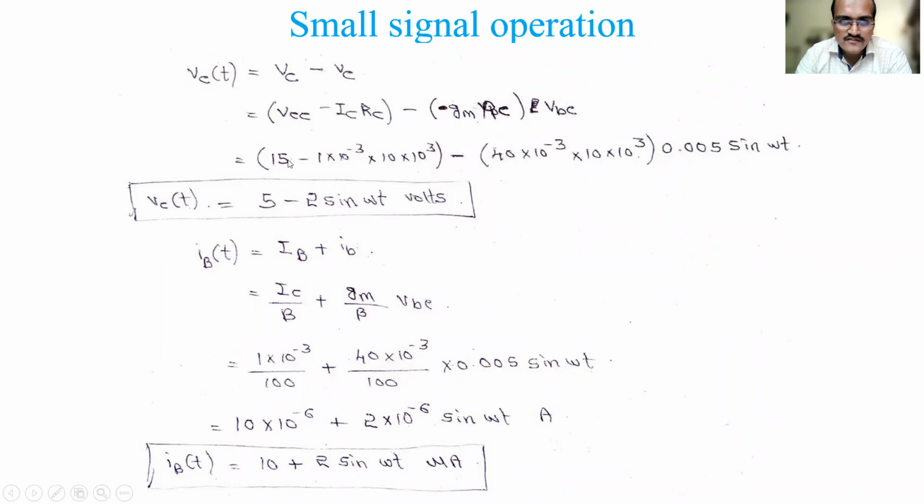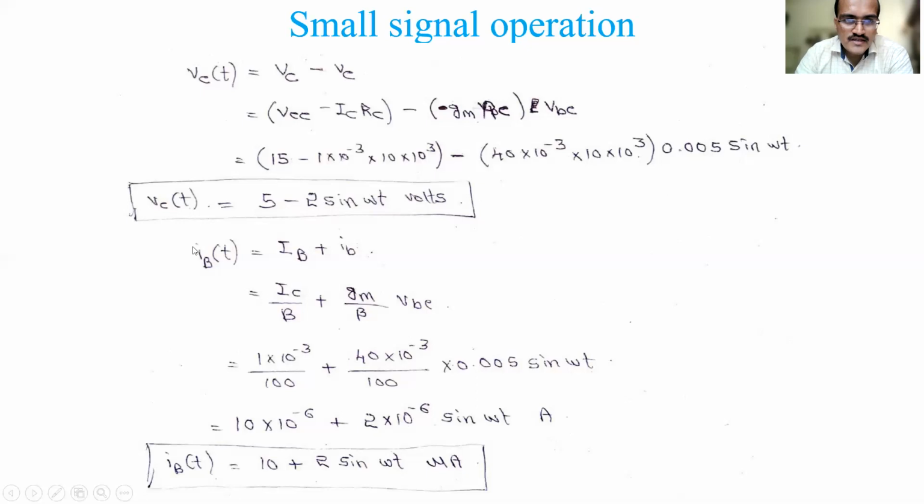So substitute here. VCC is 15. IC is given, RC is given, so GM is known, RC is known, VBE is known. Substitute everything. So 15 minus 10 you will get 5. Then the minus sign is there, and minus 3 plus 3 cancel out. 40 into 10 is 400, and 400 into 0.005 you will get minus 2 sine omega t volts. So this is the instantaneous collector voltage. It has the DC component as well as the AC signal.